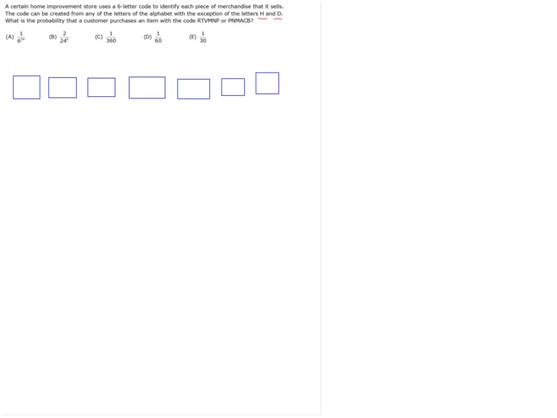So the first letter could have 24 options, the second letter could have 24 options, and each of these could have 24 different options. Because we know the fundamental counting principle, if you have 6 different things that each have 24 different outcomes, and we're putting them all together to create a code, then the total number of codes that could possibly be created is 24 to the 6th power.